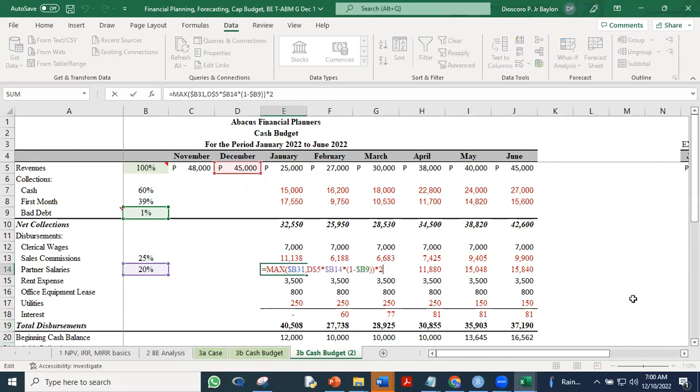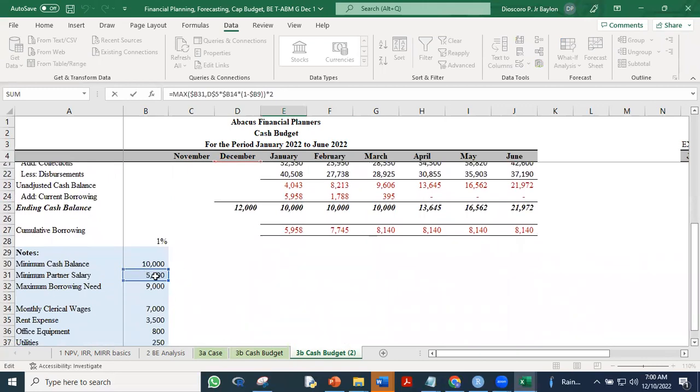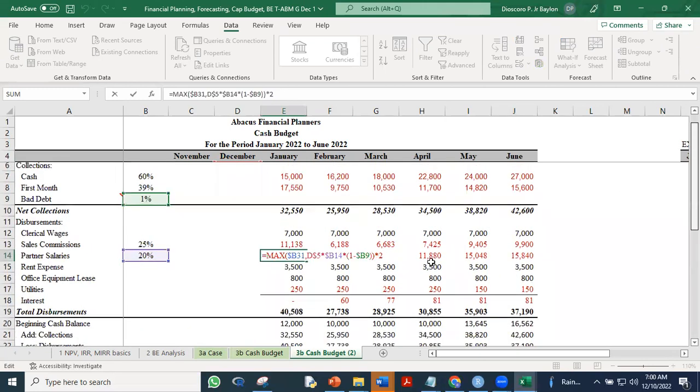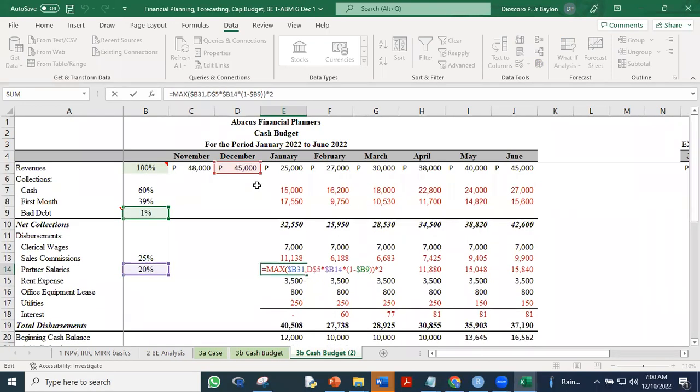Now how about the partner salaries? If you take a look at this, we're told it's either 5,000 or 20% of the collections. Same thing here: 45,000 of the sales of the previous month. It's this one. So 20% of the collectible sales. So we're using here max, whichever is greater.